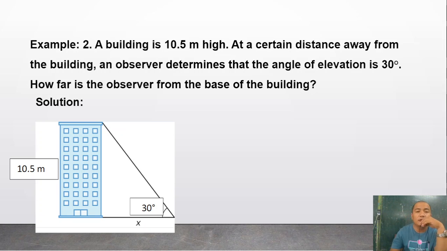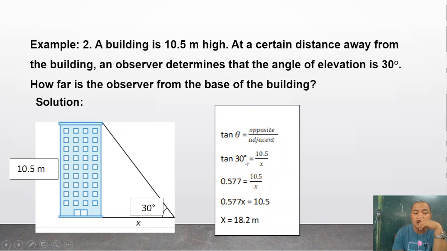Okay, we have here a building with a height of 10.5 meters. The angle of elevation is 30 degrees. How far is the observer from the base of the building? So we're trying to solve for X here. So what are the sides involved? Opposite side and adjacent side. So we're going to use the tangent function. Tangent 30 is equal to 10.5 over X, opposite over adjacent.